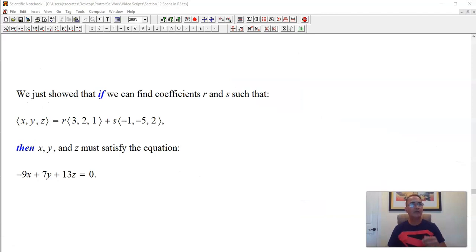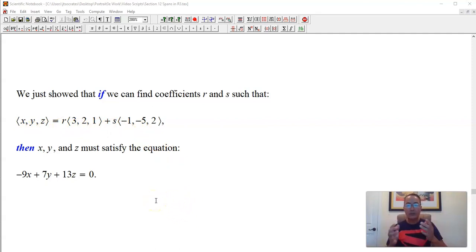So let's summarize what we did so far. What we showed is that if we can find R and S so that x, y, z is R times u plus S times v, then the components x, y, and z must satisfy the Cartesian equation minus 9x plus 7y plus 13z equals 0. Okay? But what about backwards? Now let's also prove the opposite direction. If x, y, and z satisfy this equation, does it mean also that x, y, and z can be written as a linear combination of these two vectors?